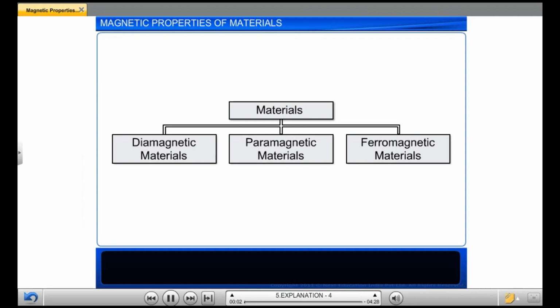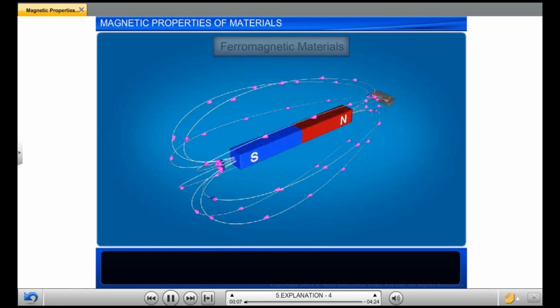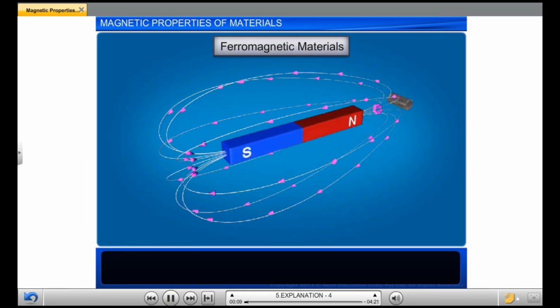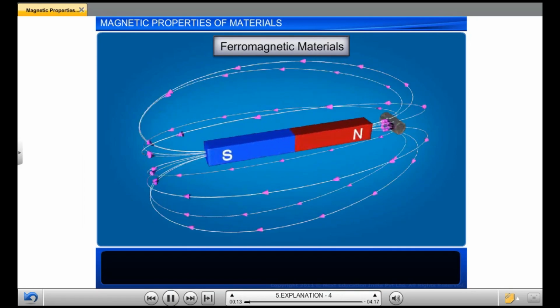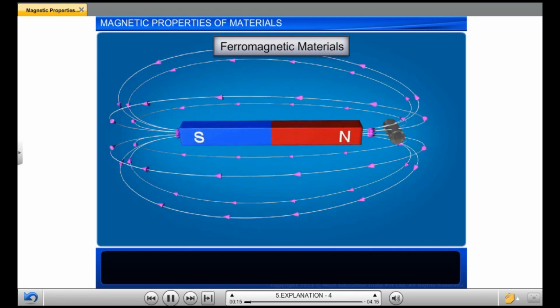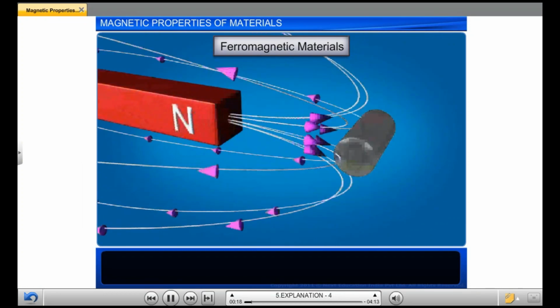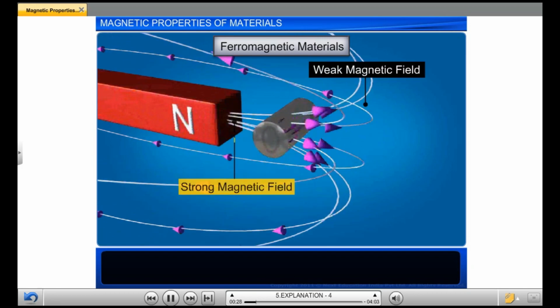Let us now discuss ferromagnetic materials. Ferromagnetic materials are the materials that are strongly attracted by magnets. When a bar of ferromagnetic material is placed in a non-uniform external magnetic field, it has a strong tendency to move from a region of weak magnetic field to a stronger magnetic field.